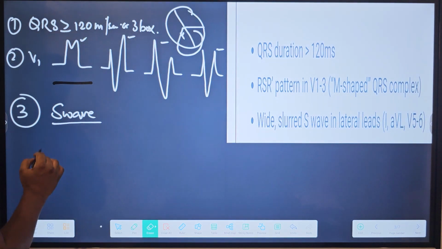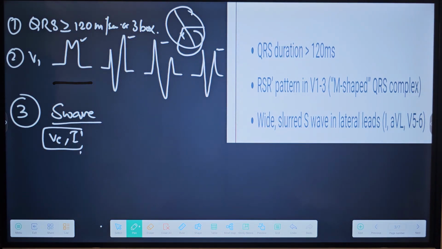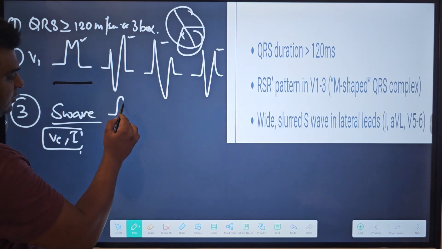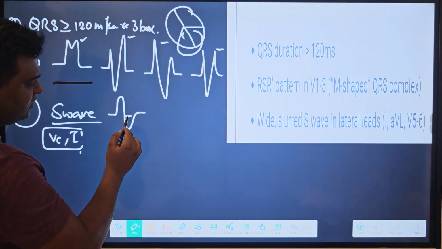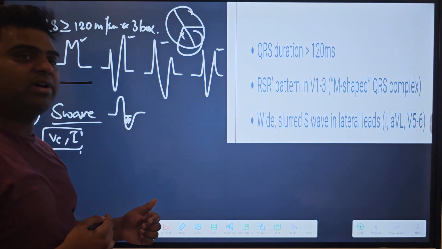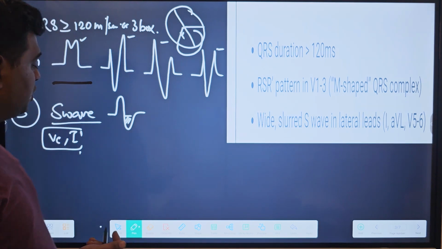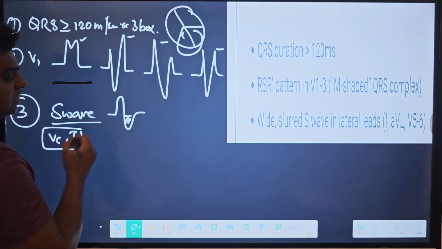Now we'll see the S wave in lead V6 and lead 1. What is the cause of it in the lateral lead? It is the basal depolarization. This S wave is because of the basal depolarization. Since the basal depolarization will be slow, why will it be slow? Again the reason is the same, because it will be depolarized from the left side. So its width will increase.